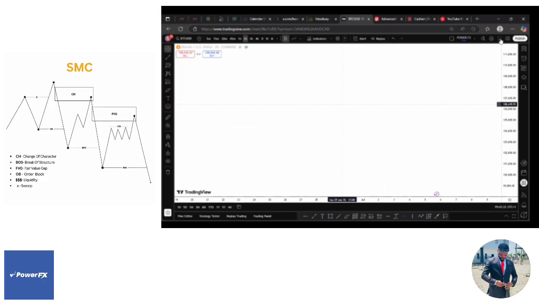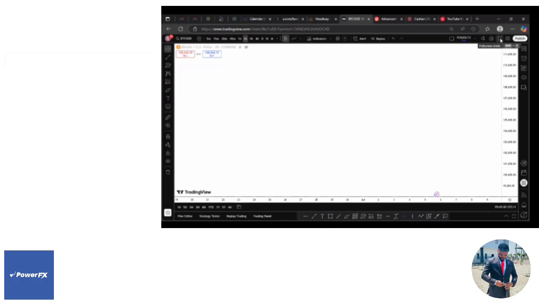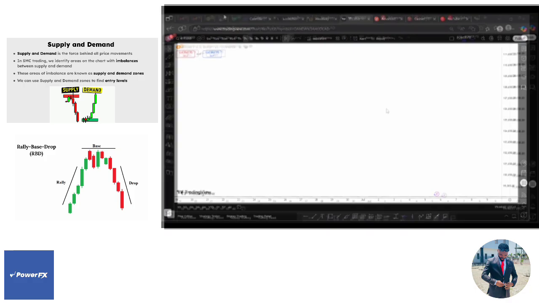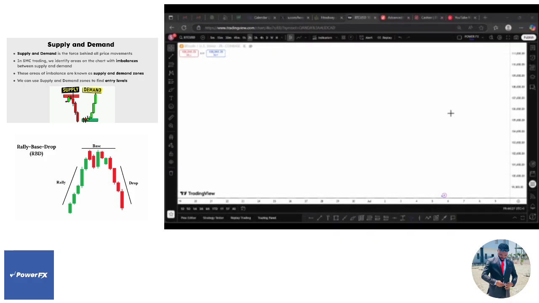Let me give you guys one important thing in trading smart money concepts, supply and demand or anything. This is one key information you need to know. When trading smart money concepts, you need to understand that the trend is very important, and also supply and demand is the most important thing. Supply and demand is the bedrock of trading smart money concepts.